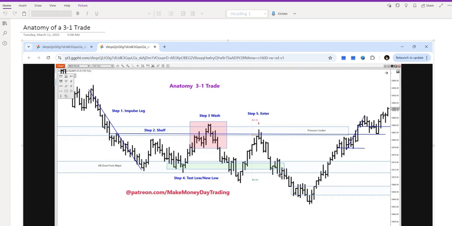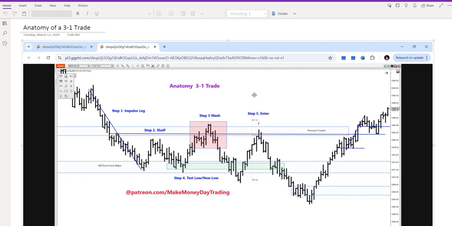Now, you can get out down here. You can try for lower lows, however you want to run your business. But this gives you a couple of things. One, it gives you the ability to manage it. You can now move to break even as price goes in your direction. You can take a 1-to-1 trade, a 2-to-1 trade, a 3-to-1 trade, a 4-to-1 trade.